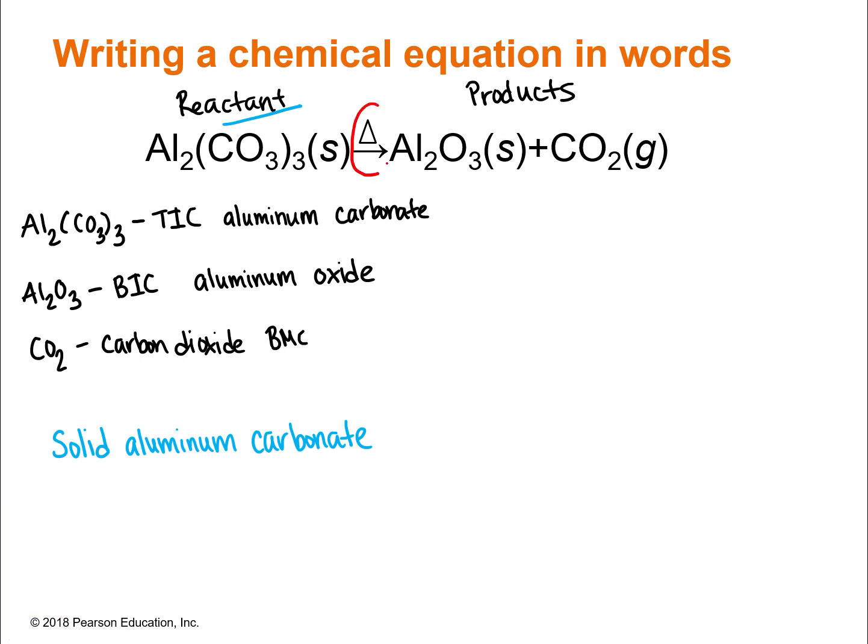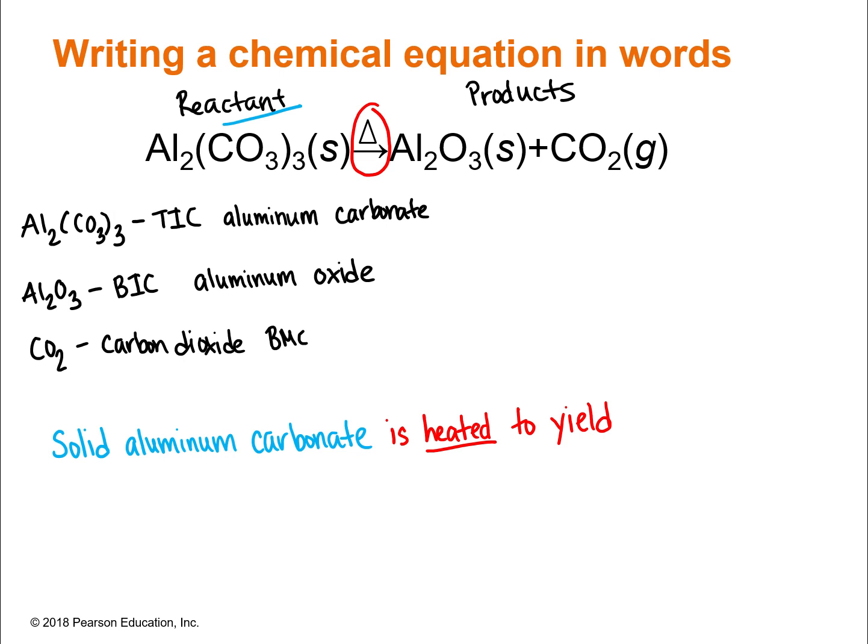Now we've got to do this part, the yields. And it's got a little triangle over it. So remember that chart I showed you? You're going to need it. So that triangle over the yield sign means that you're adding heat. So we can say is heated to yield. But you're going to want to include that heat, okay? Because that is part of the reaction.